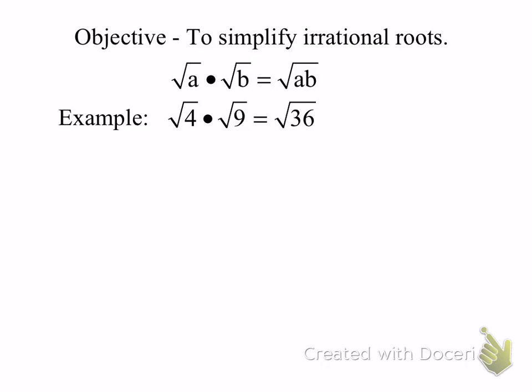Yeah. And what's the square root of 4? And the square root of 9? And what's the square root of 36? Are those equivalent? So we can do it either way. We can multiply them under the radical and then find the square root, or we can take the square root, and then multiply them together.